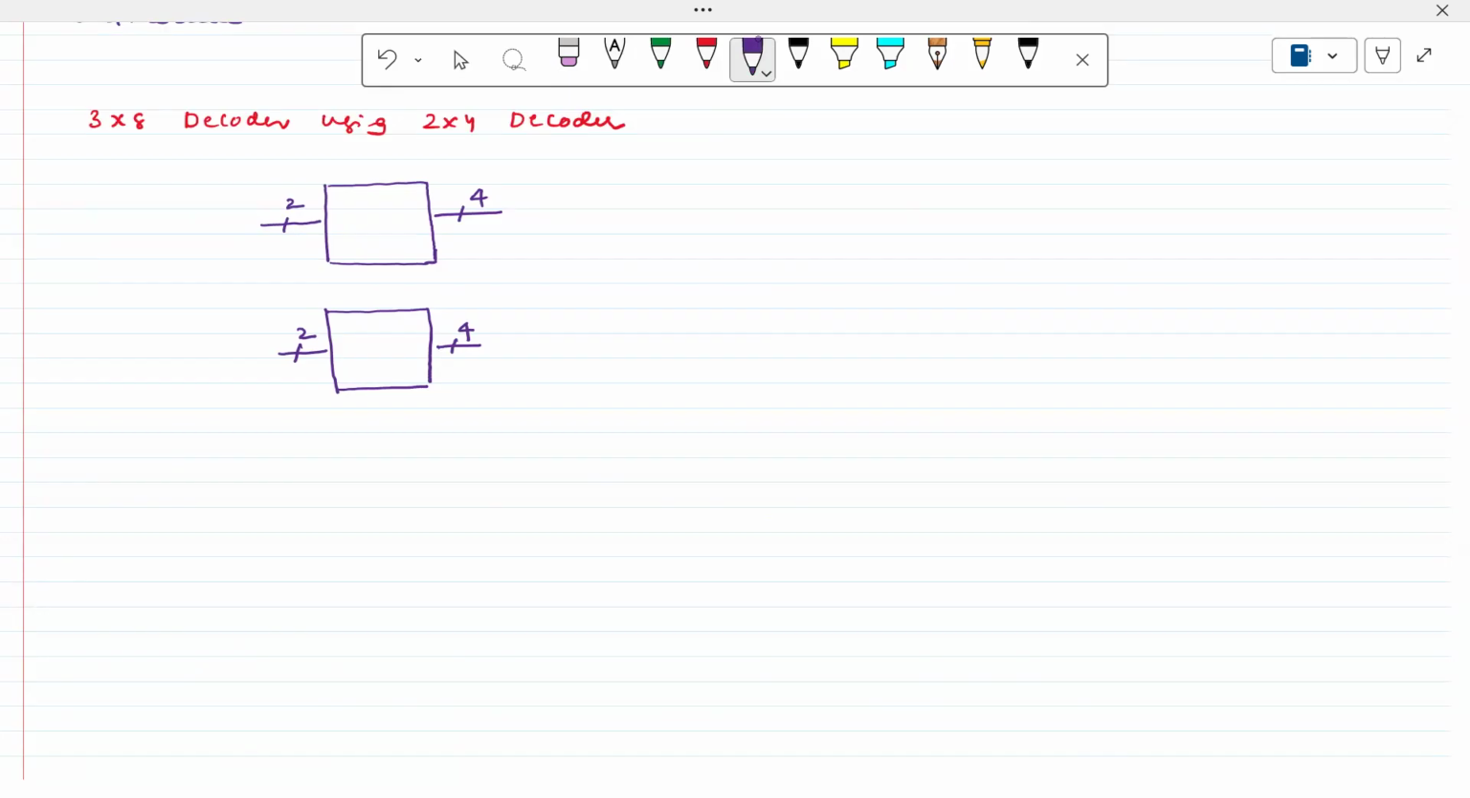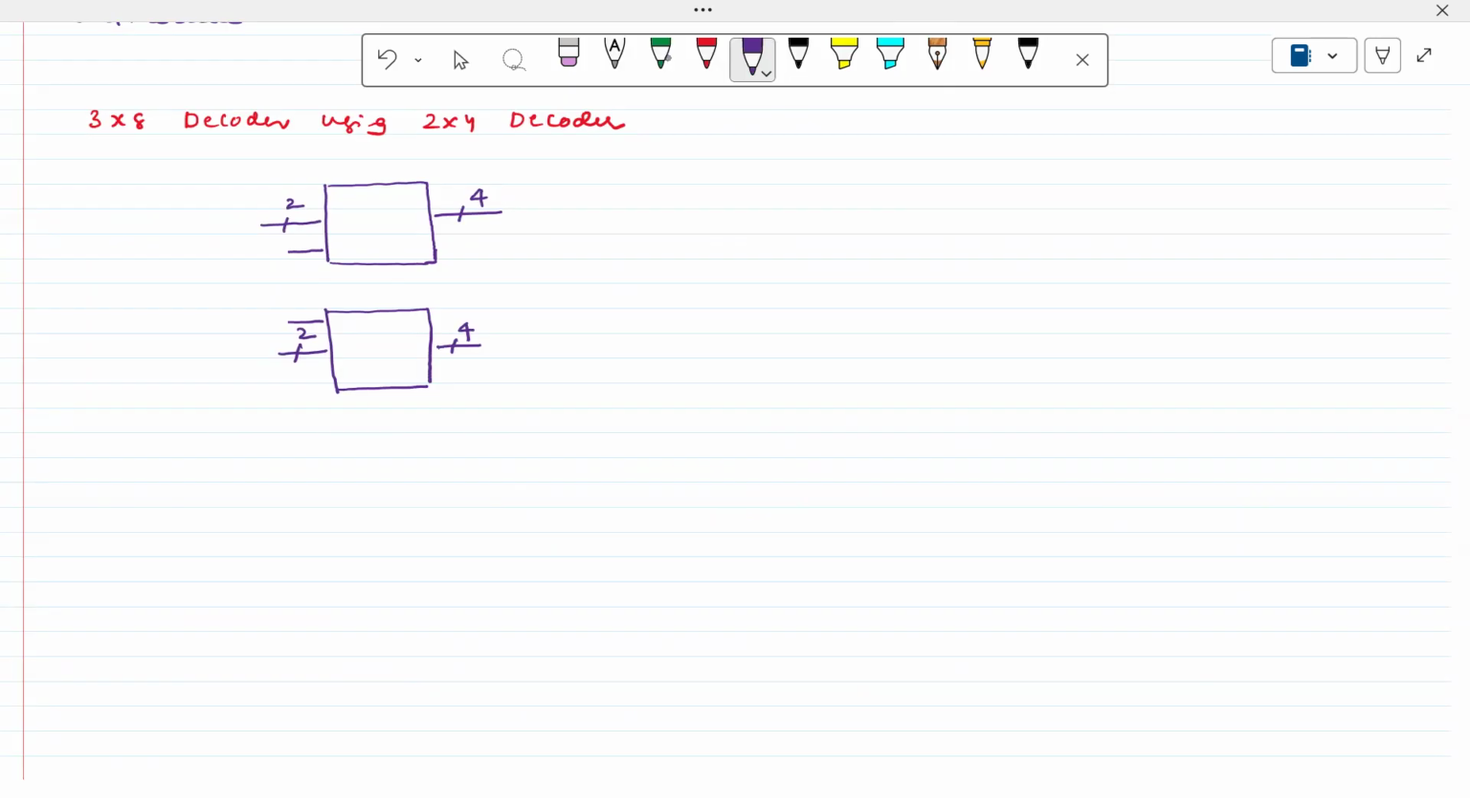But actually, when we are realizing complex circuits like this 3x8 decoder, only a 2x4 decoder is not sufficient. So we have to use an extra line here, an extra signal. This is also called the enable signal. With the help of the enable signal only, we are able to realize this one.